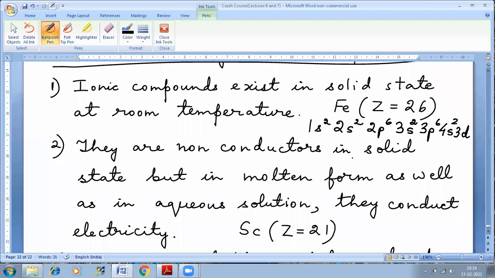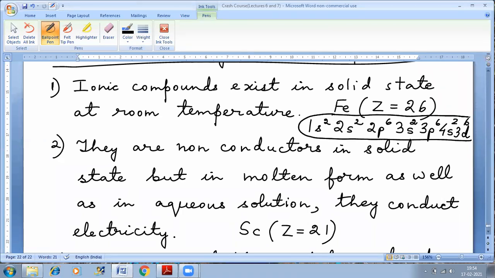Look at the total number of electrons in Fe. 26 is the total number. So 2 plus 2, 4, plus 6, 10, plus 2, 12, plus 6, 18, plus 2, 20. Already I have used 20 electrons. That means I'm left with 6 electrons. So 3d6.